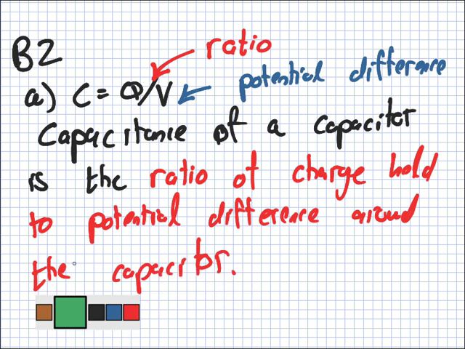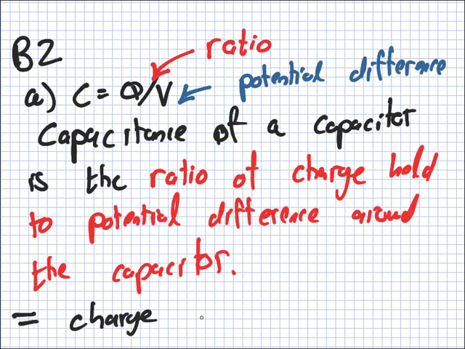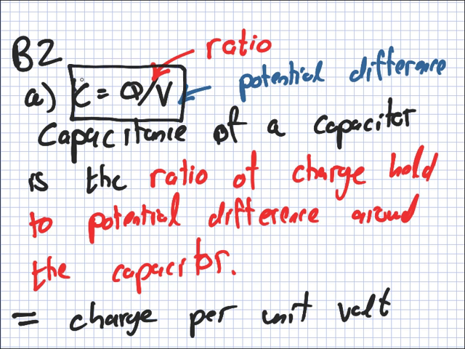But you can use your own words too. You could have said, for example, it's the charge per unit volt. My point is, I'm not going to be super strict about it having to be exactly these words. I basically want to see this formula in word form. You could even just write the formula down and explain each letter. So it's quite flexible here.